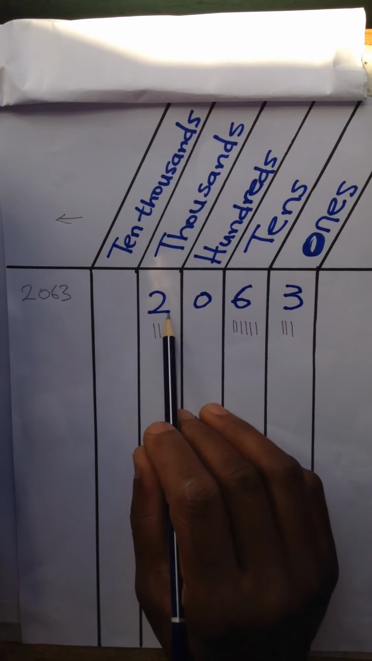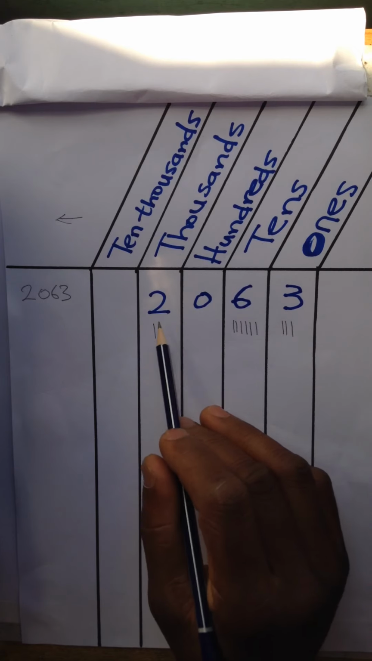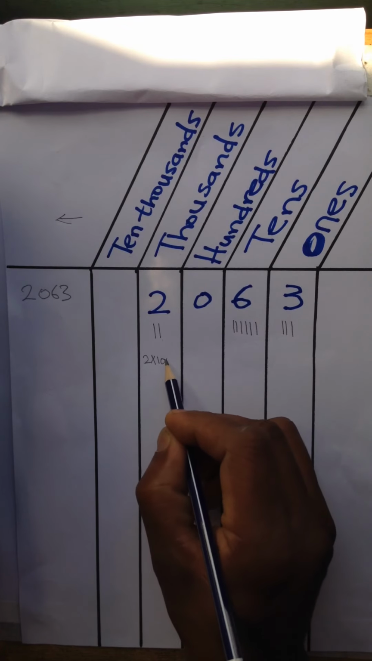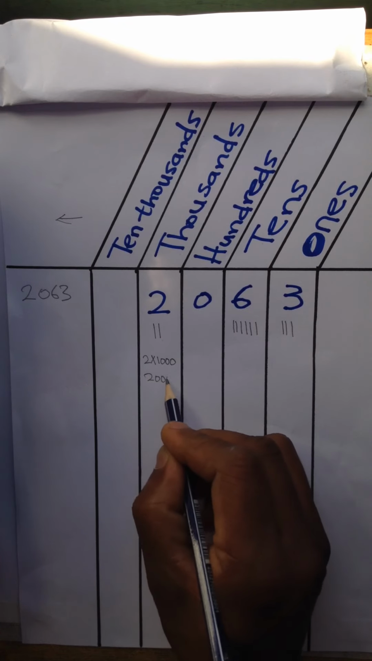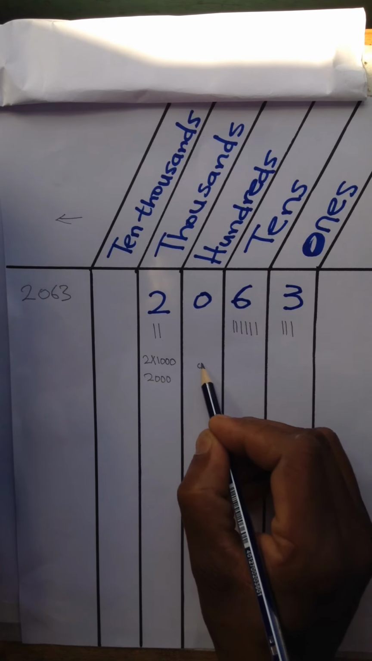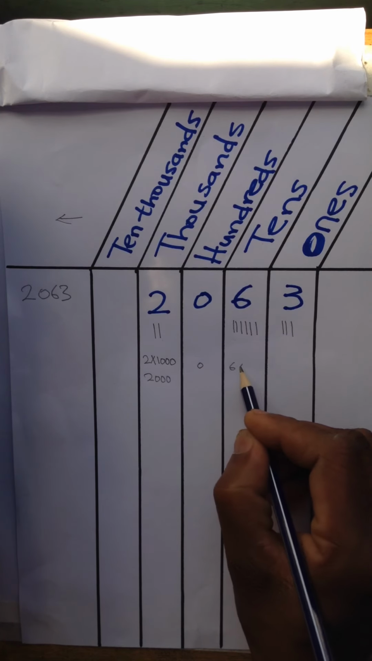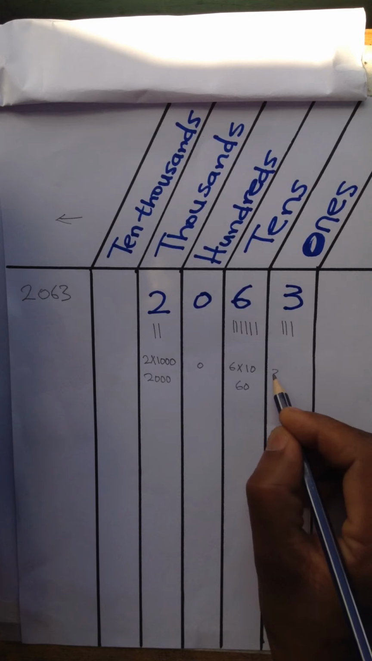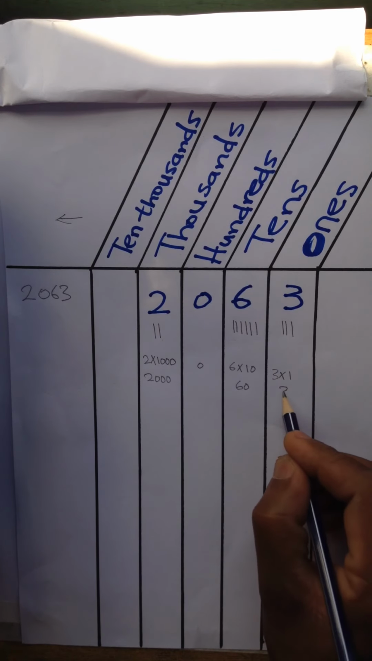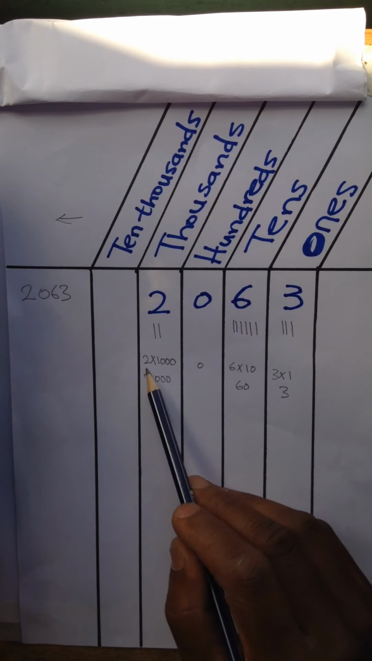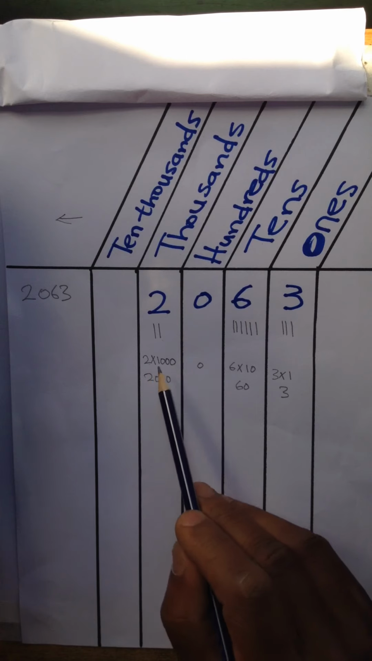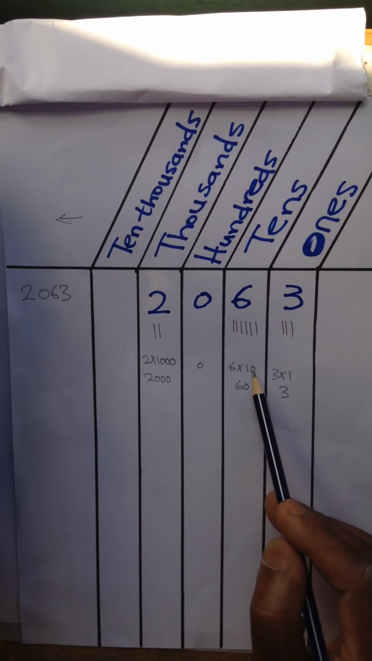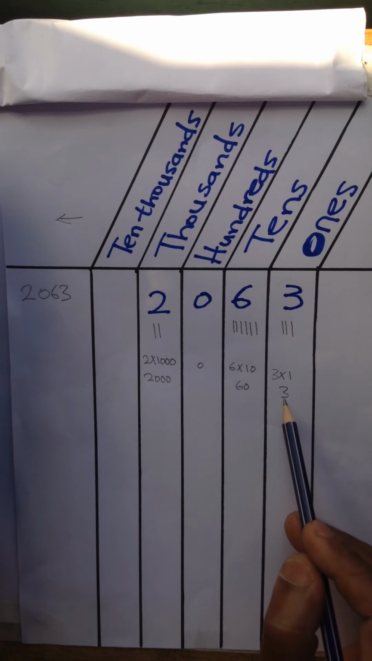So this digit 2 represents 2 thousands. It means that in the whole of this number, there are actually 2 thousands, which gives us 2,000. There are 0 hundreds, then there are 6 tens, which gives us 60, and then there are 3 ones, 3 times 1, which gives us 3. So in the entire number we have 2 times 1,000, that's 2 thousands, 0 hundreds, 6 tens, which is 60, and 3 ones.